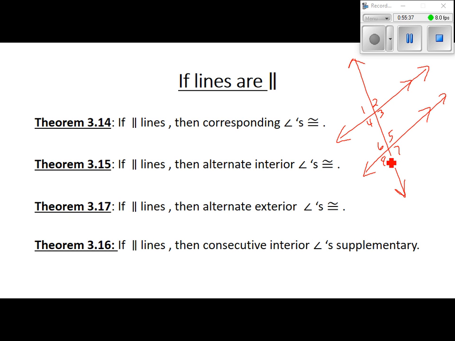If they're parallel, then we know these special rules. If the lines are parallel, corresponding angles have to be congruent. If the lines are parallel, alternate interior angles have to be congruent. If the lines are parallel, alternate exterior angles have to be congruent. The one oddball pair is the consecutive interior angles. They're not congruent. They are what to each other? Supplementary.